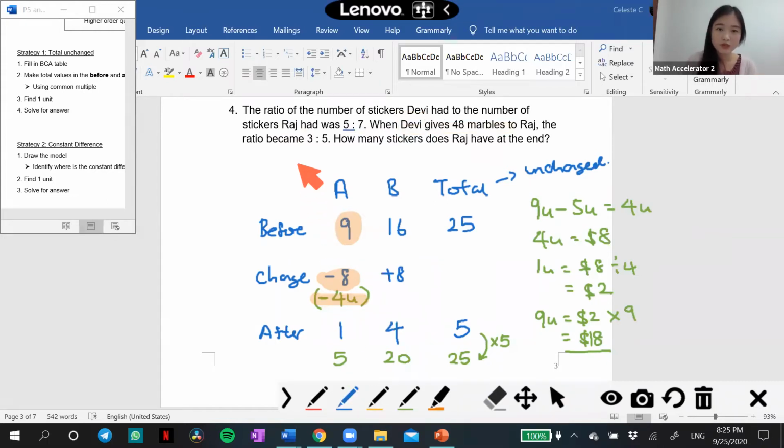Okay, the ratio of the number of stickers Devi had to the number of stickers Raj had was 5:7. Devi to Raj. When Devi gives 48 stickers to Raj, the ratio became 3:5. How many stickers does Raj have at the end?